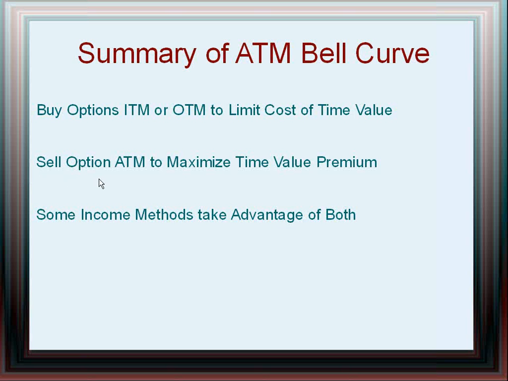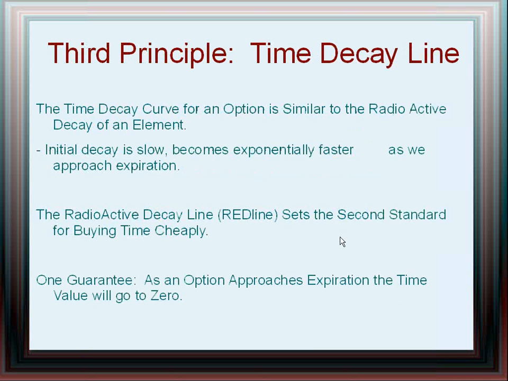The income methods, we're going to sell option premium at the money to maximize the time value premium. And some income methods will take advantage of both. Income method number 6, for example, takes advantage of both selling at the money and buying out of the money as well. Okay. Now the third principle is our time decay line.